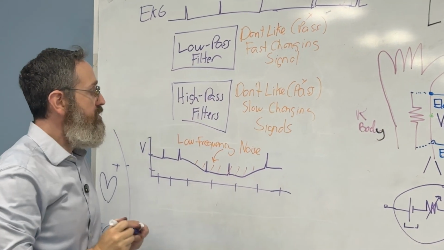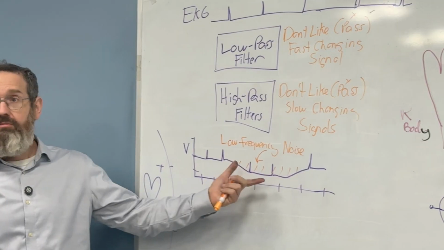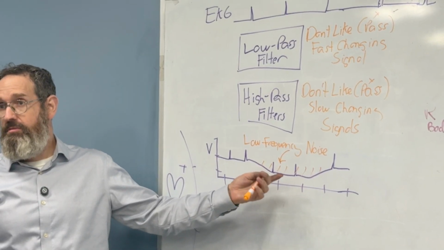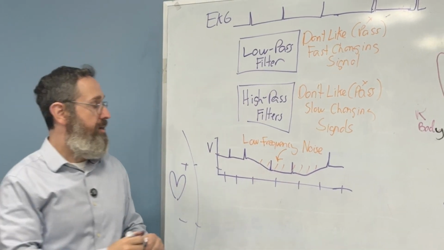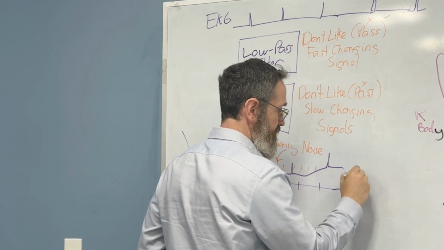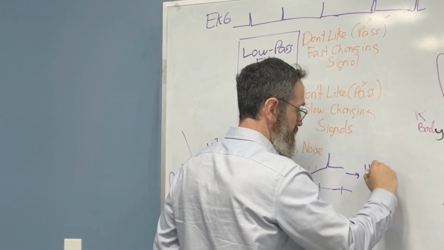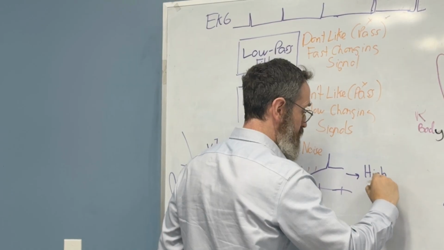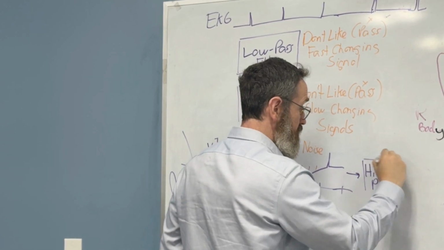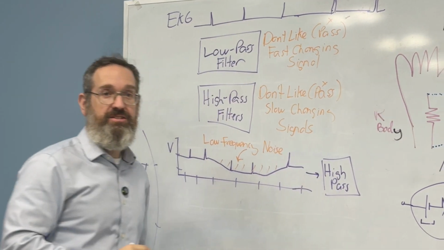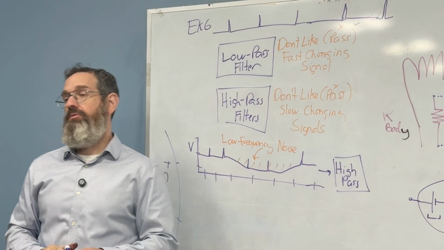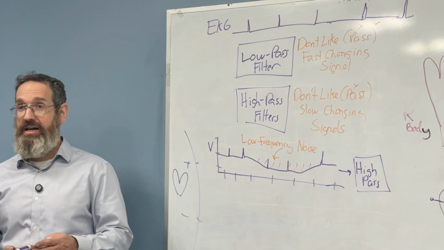Which filter do you think would take care of this problem for me? A high pass. I would send this to my high pass. And guess what? You would be right, and this would work. Now, of course, you could say, okay, but what's the cutoff and what's that? But it would work.